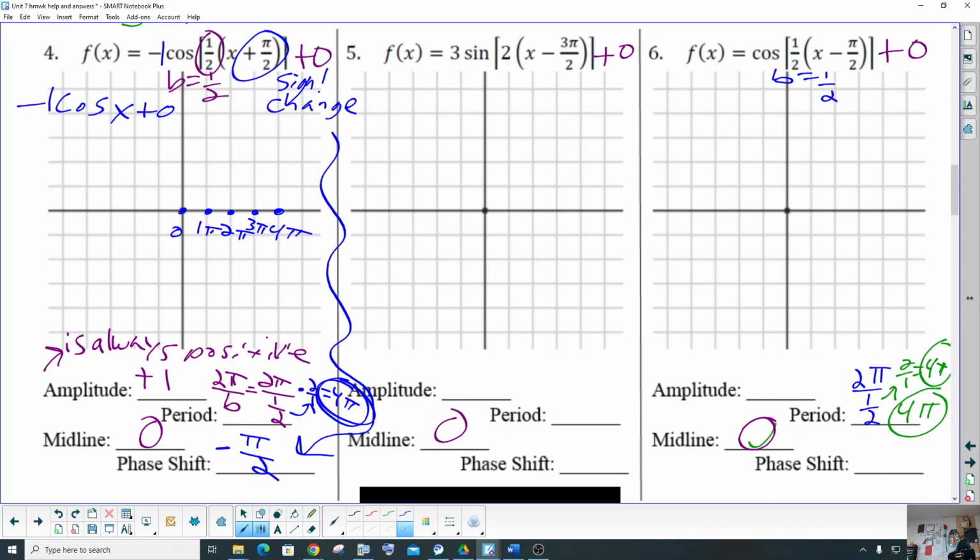Yeah, go Max. 1, 0, -1, 0, 1. So 1, 0, -1, 0, 1. And if we have an amplitude of 1, but the equation is negative, how would that change our 5 numbers, do you think?